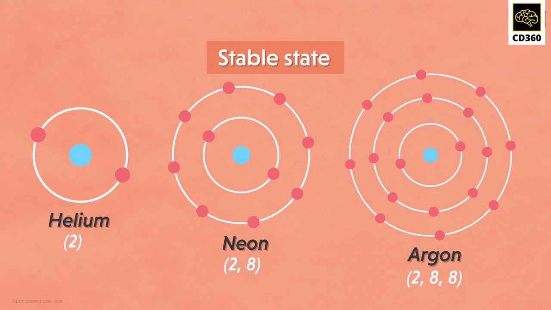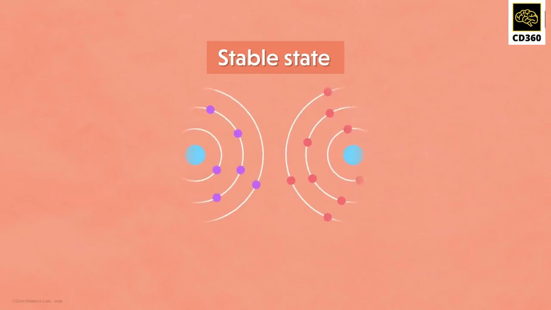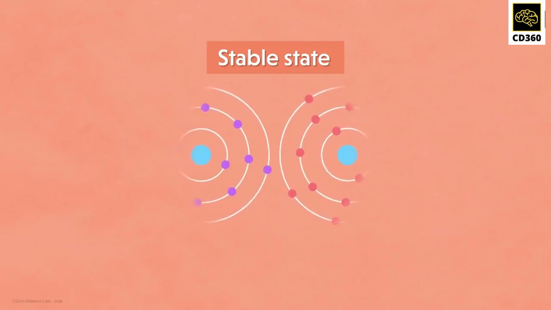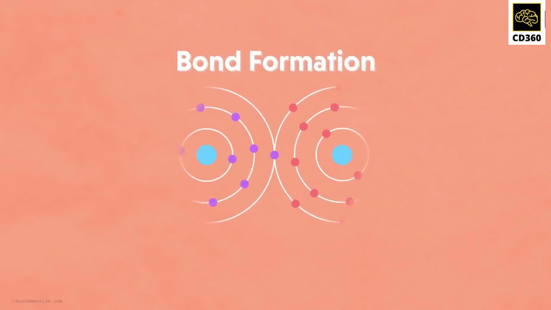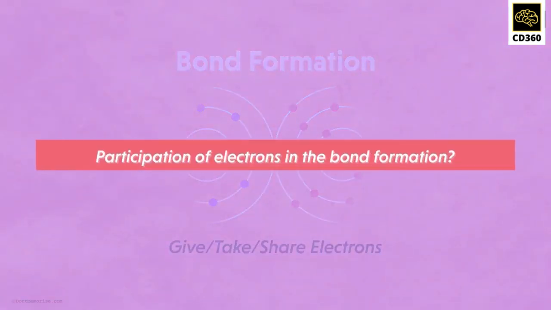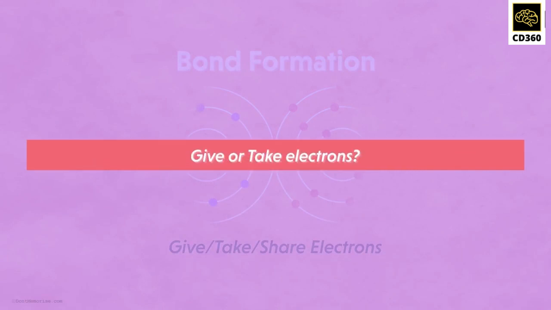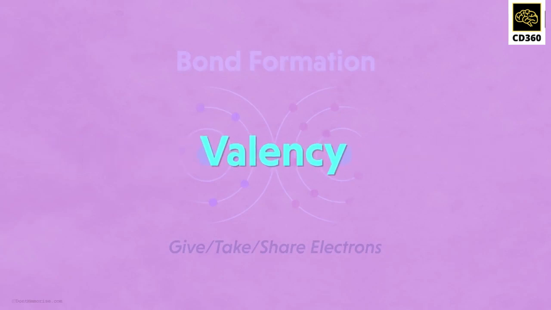But what about the case of atoms which do not have this octet? Yes, they will participate in bond formation. That means they will either give or take or share electrons. But wait, who decides how many electrons will participate in the bond formation? Or who tells the atoms if they've to give or take electrons? Well, the answer to these questions is valency. Let's understand this concept in detail.